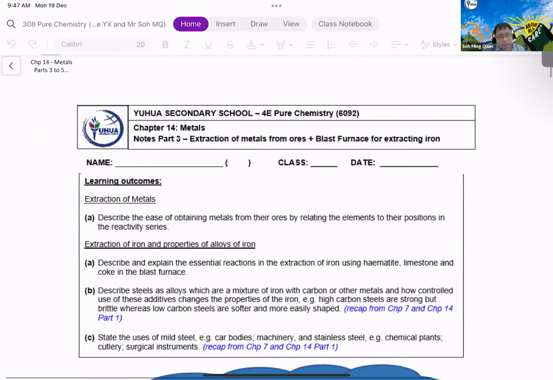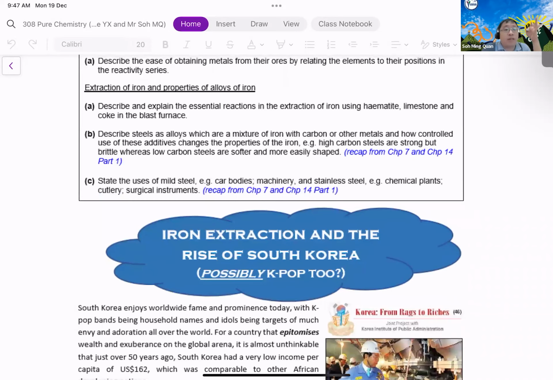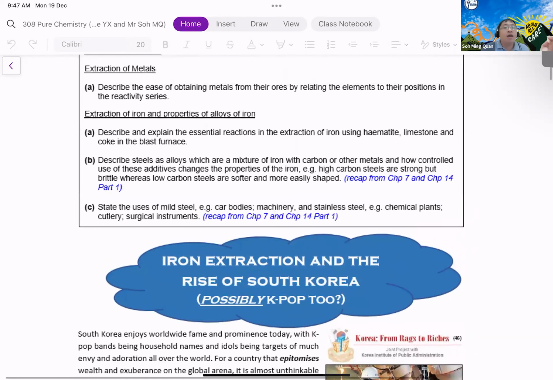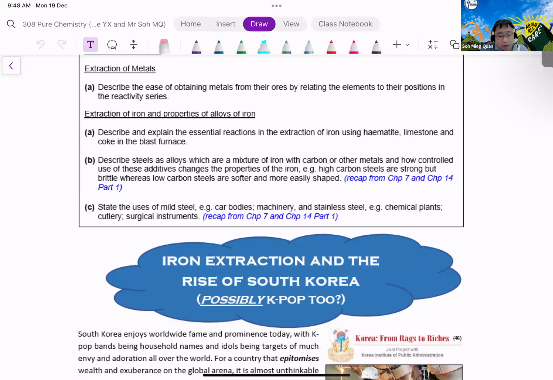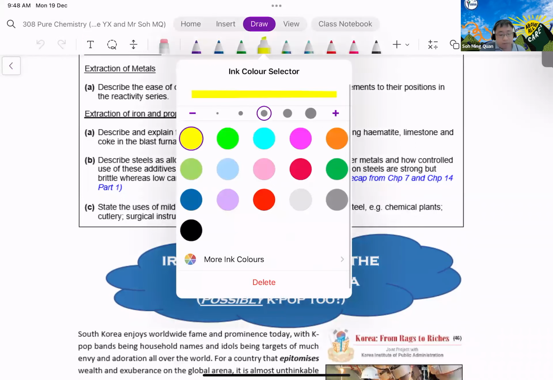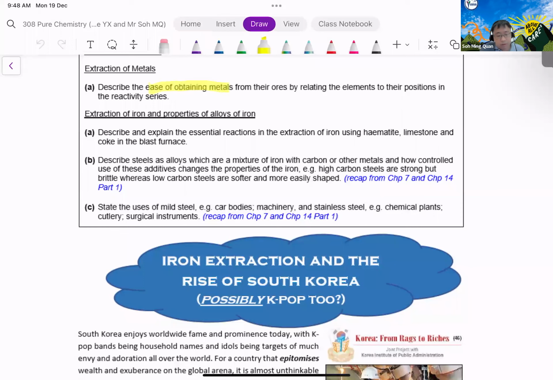All right. Now, as you can see, the number of learning outcomes is not too many here. There are literally just 4 learning outcomes, divided into, broadly speaking, 2 sections. The first section is on extraction of metals. Okay, so you will see that the ease of obtaining metals is related to the position of the metal in the reactivity series.